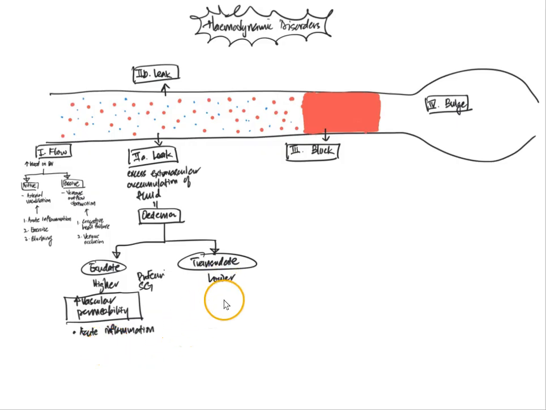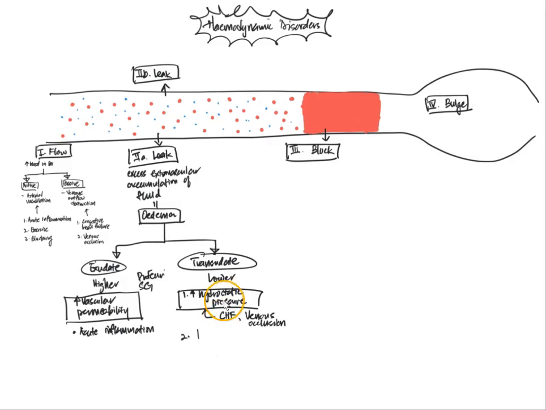Now, moving on to transudates, this can occur in two main settings. First of all, when there is increased hydrostatic pressure within the blood vessels. And this can be seen in the setting again of congestive heart failure. So again, this is related to congestion and also, of course, venous occlusion.